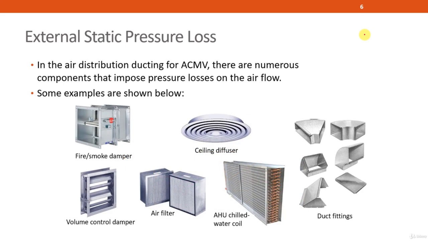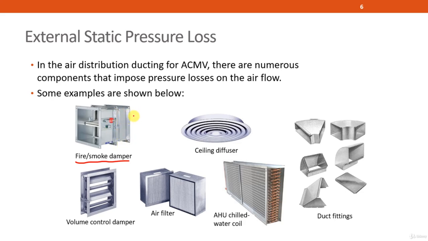So these are the components that will contribute to external static pressure losses. So we have the fire damper, fire and smoke damper. This damper will be installed at the supply air duct. And what happens is, let's say when the smoke detector picks up that inside the duct there's smoke, the damper will start to close to prevent the smoke from spreading to the other rooms. So that is the use of smoke dampers.